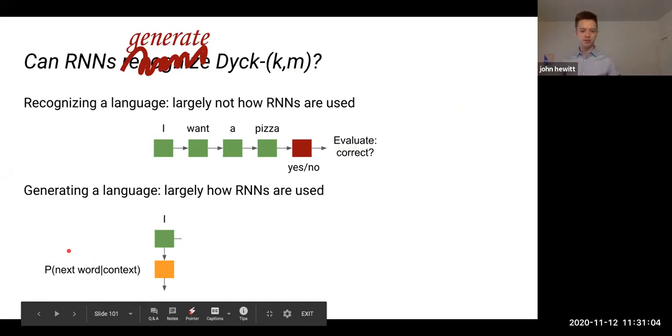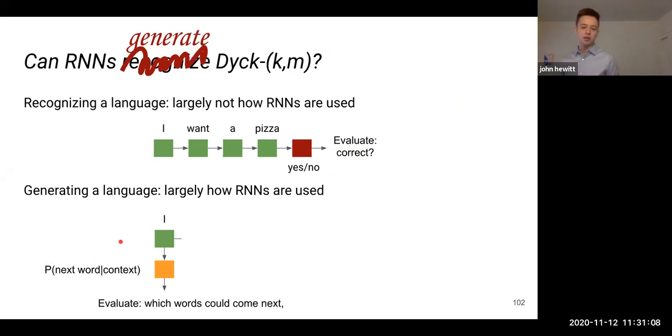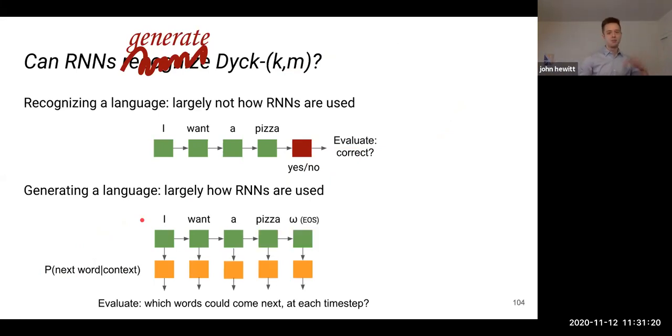If you're doing language modeling, this is exactly what you're doing. And you could imagine evaluating whether the model only puts probability mass on the words that are plausible continuations of this fragment. So, do this again for "want," and then "a," and then "pizza," and then you have this end of sequence token, right? So we evaluate language models by perplexity, which is like a soft version of this in expectation.